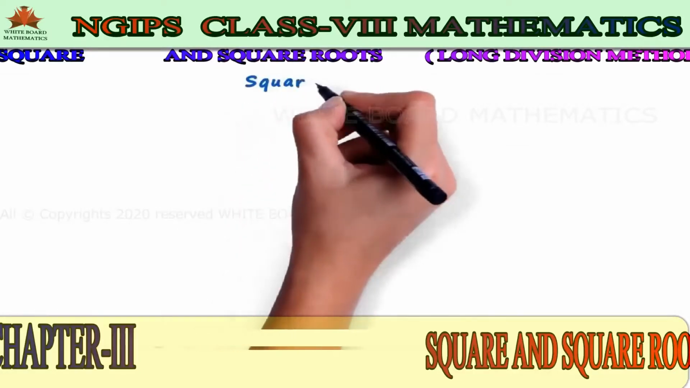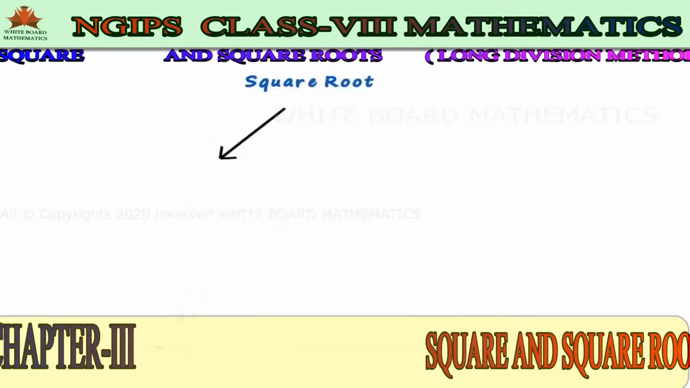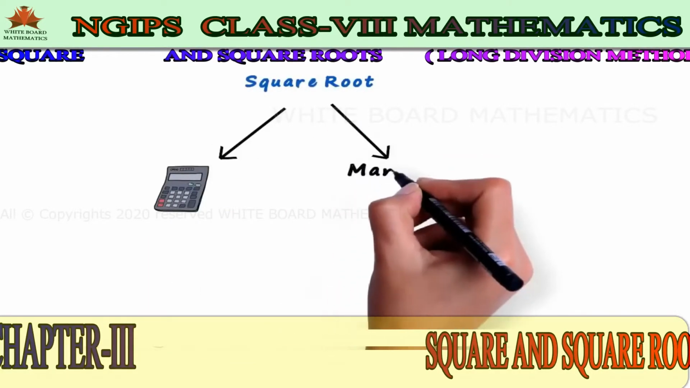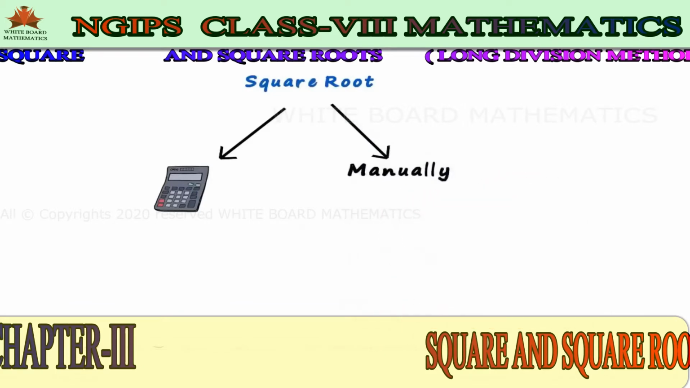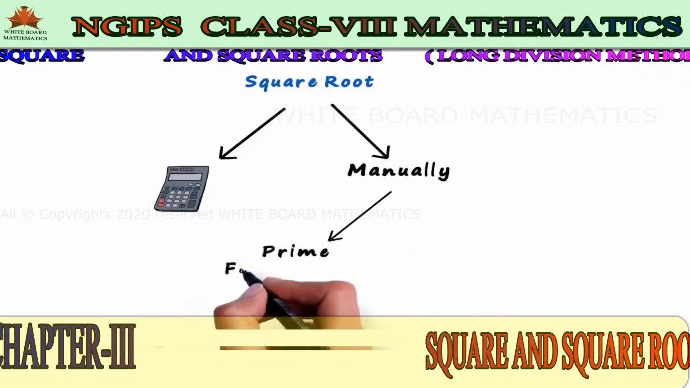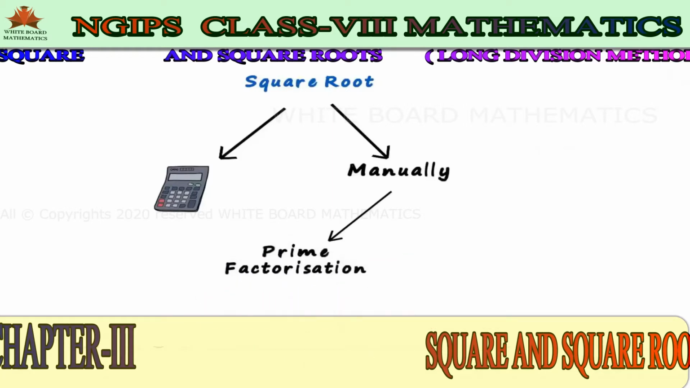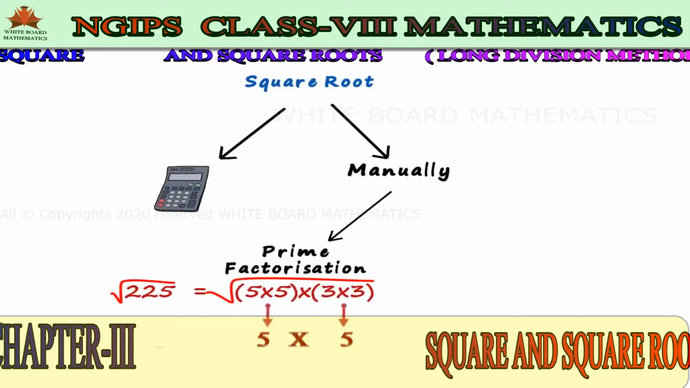There are two ways to solve for the square root of a number. We can either use a calculator. Of course, everybody would love to use this option. The other way is to solve it manually. Manually too, we can solve it in two different ways. One, by using prime factorization method, which we have already seen. We split the number to its prime factors and then choose one number from each pair.